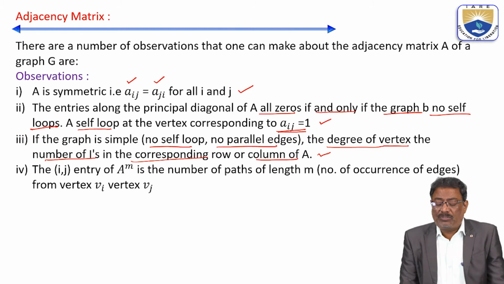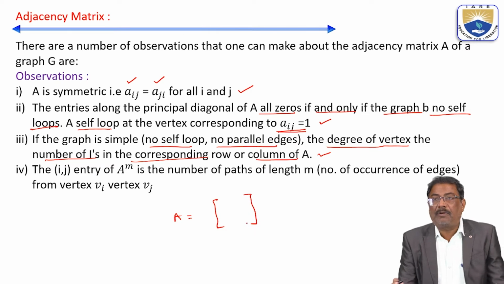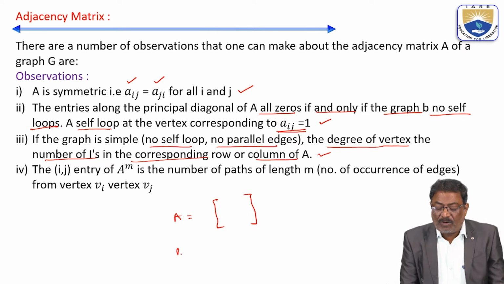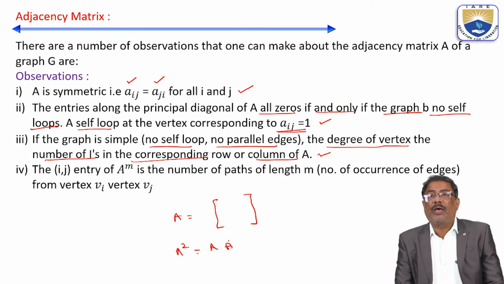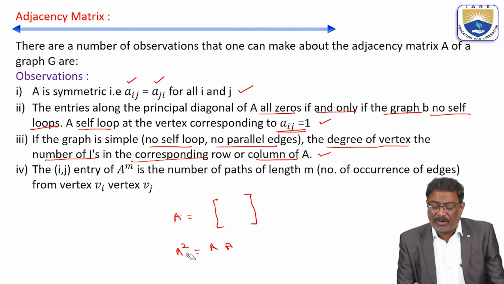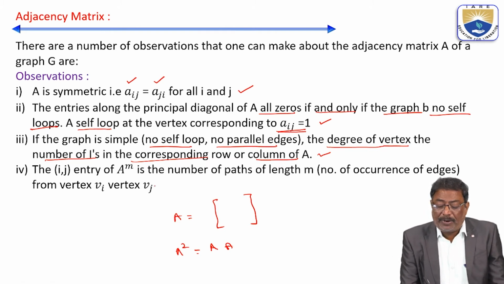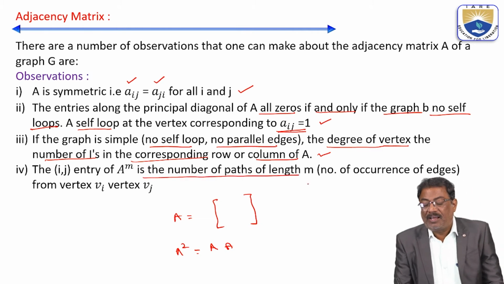Then, whenever the matrix A is given as the adjacency matrix of some order, we can calculate A square, that is nothing but A into A. Then we can calculate A cube, and so on. Then A power m, or A power 2 let us say, gives the number of paths of length 2.